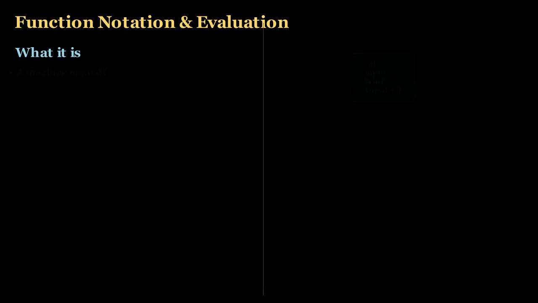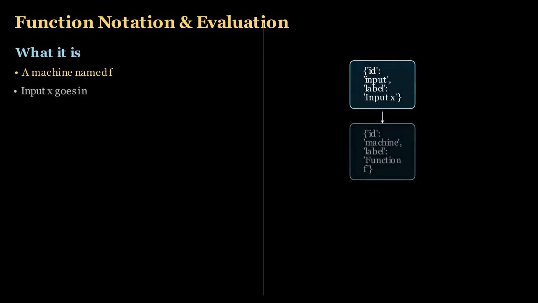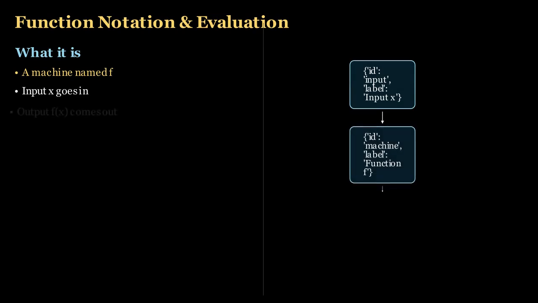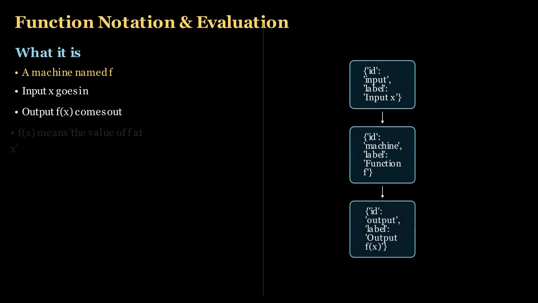Imagine a juicer. You put an orange in, and orange juice comes out. A function works the same way. We give it a name, often a single letter like f. You feed it an input, which we usually call x. The function does its job and produces exactly one output. We write this output as f of x, with the input in parentheses.